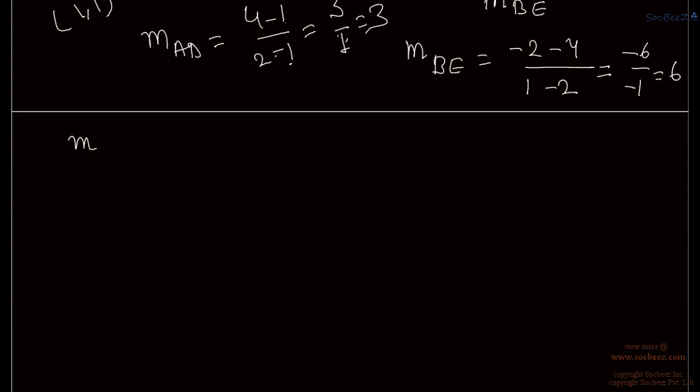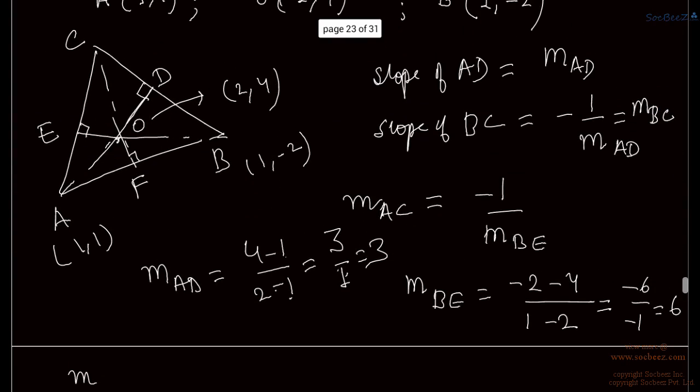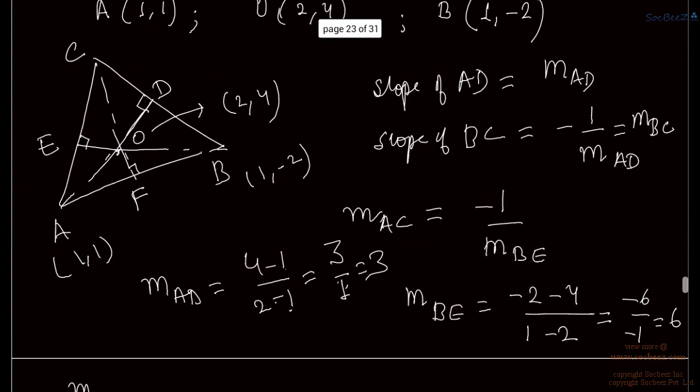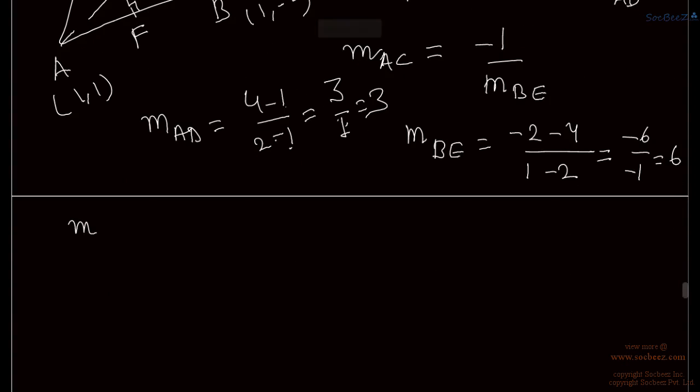So from here we can find the slope of AC and the slope of BC. The slope of BC is -1 upon the slope of AD.